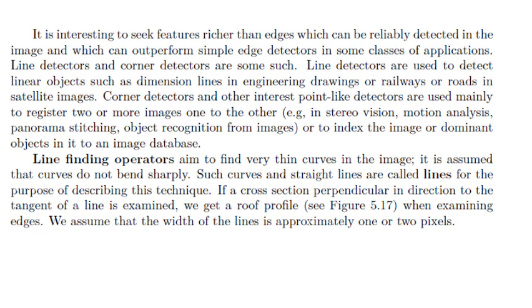Such smooth curves and straight lines are generally called lines for the purpose of our line detectors. So it's not that it has to be a straight line; there could be curves which don't change suddenly. If we take a cross section perpendicular in direction to the tangent of the line, we get what is known as a roof profile, which we will see soon. So we'll examine this.